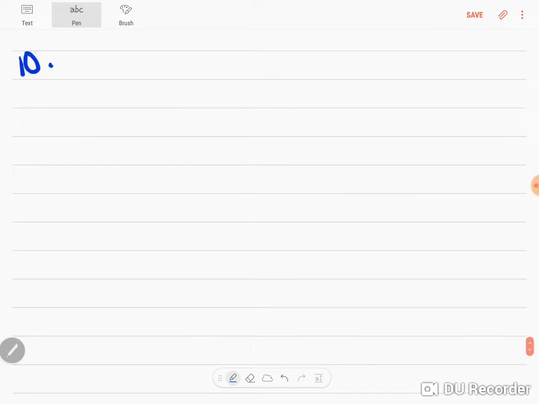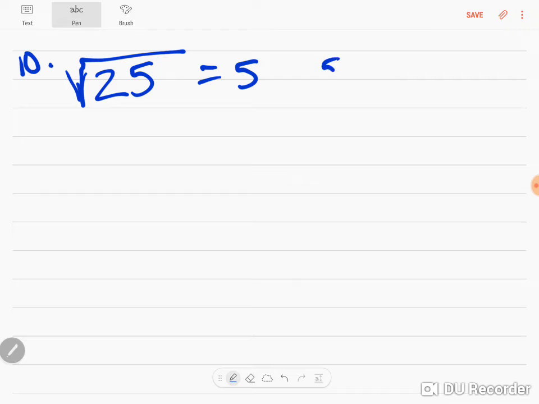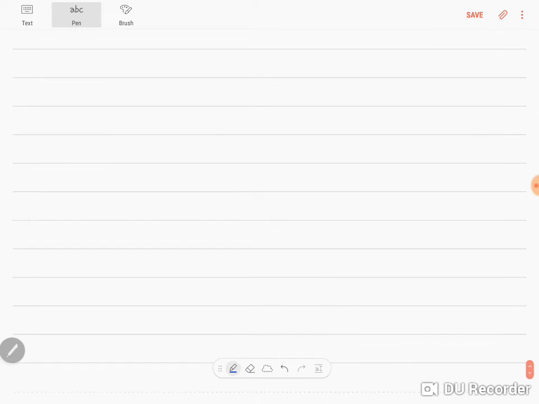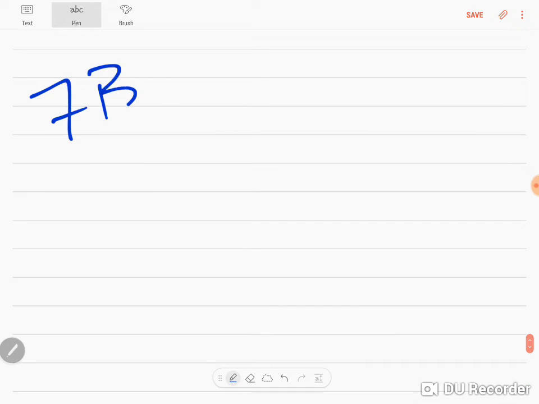Number 10: what is the inverse operation of a square root? The inverse operation of a square root is squaring a number. Here we go. The square root of 25 is 5, and 5 squared equals 25. There we go. And here we go, the 3 questions for 7B.